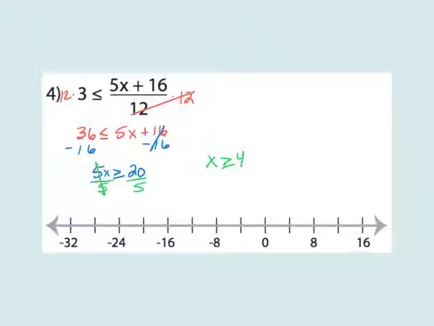And bigger than or equal to 4 is going to go right here at 4. I'm going to fill the dot in, and it's bigger than or equal to, so it's to the right, with an arrow on the end.